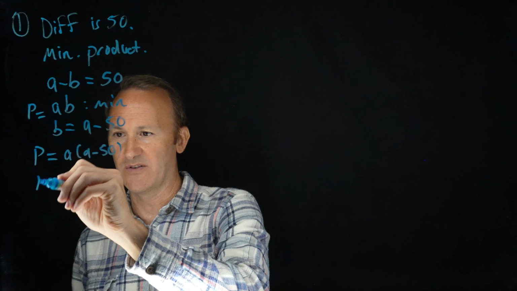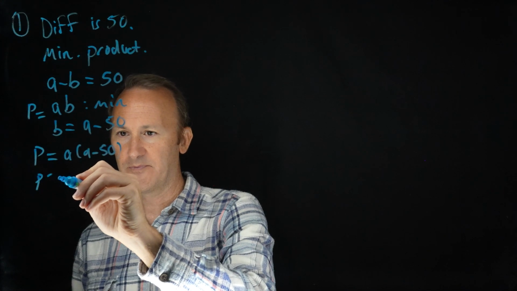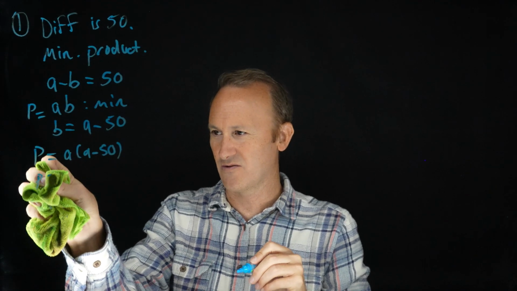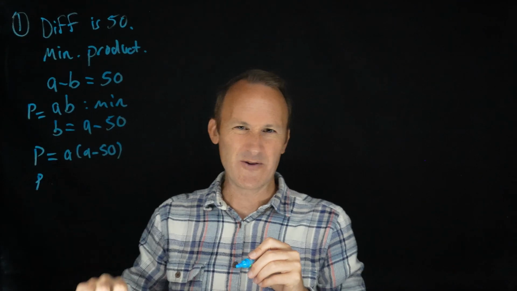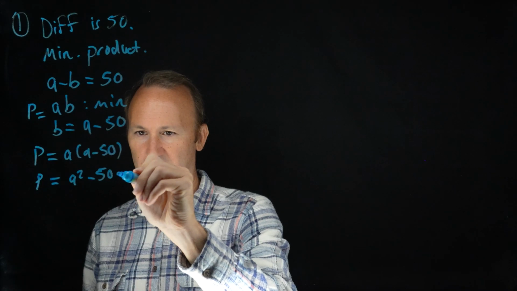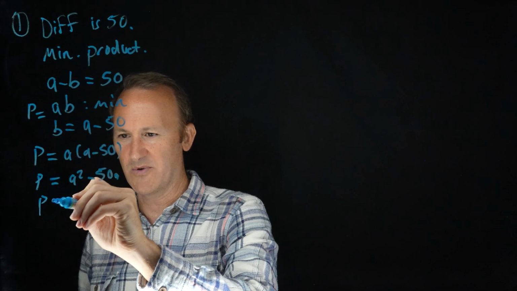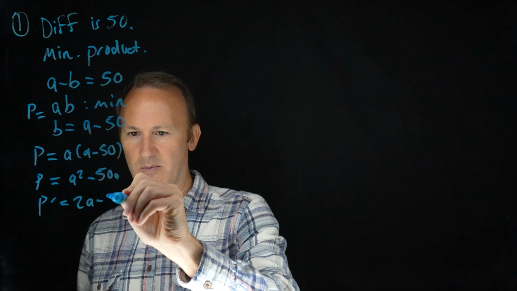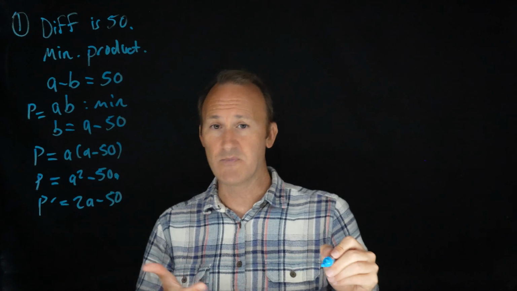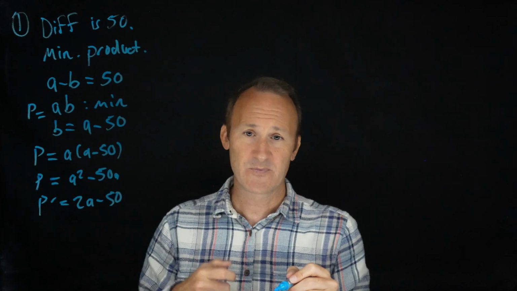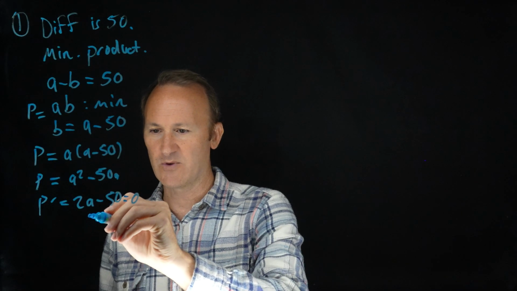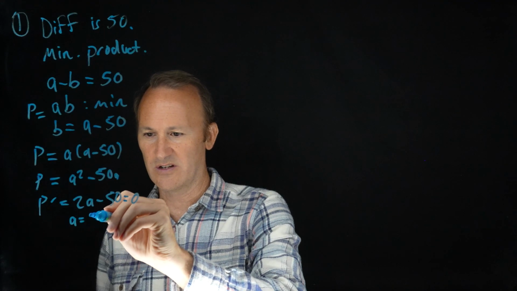So we take the derivative of this with respect to a. You can use the product rule here, but it can also be a little easier to multiply it out first. So the product equals a squared minus 50a, and now we get p prime of a, or just p prime, equals 2a minus 50. Recall, for an optimization problem, the way you get a minimum or maximum is you take the derivative and then set it equal to 0. So we set this equal to 0, and we solve, getting a equals 25.